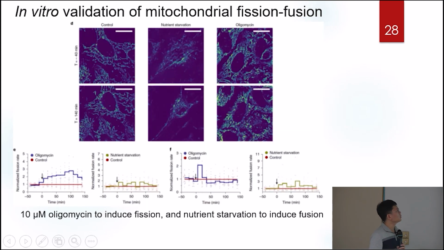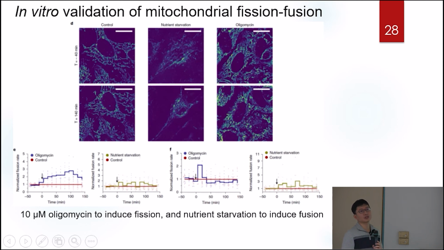They can also check the fission-fusion events. It's already known that under nutrient starvation, the mitochondria will fuse together and become more elongated. And if you give them some drug, for example oligomycin, to inhibit complex V, the mitochondria become fragmented. So in different cell types, after adding oligomycin, you can see the fission events increase, and under nutrient starvation, the fusion events increase. So they prove that this automatic program can analyze mitochondrial morphology, fission-fusion, and movement.